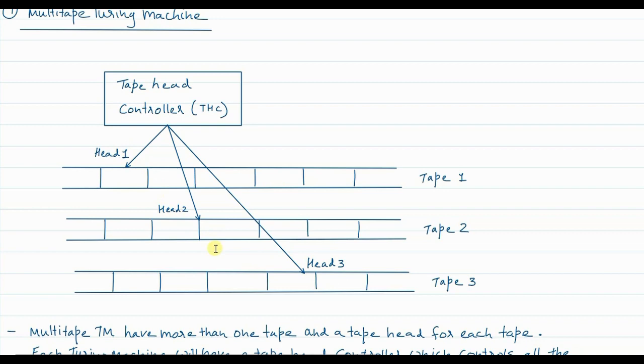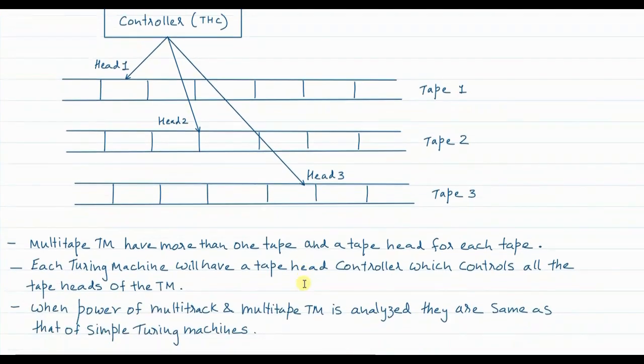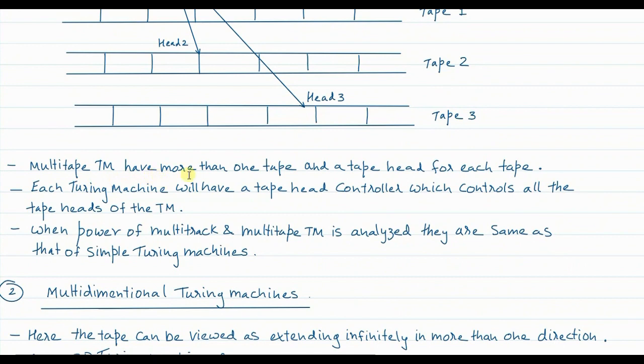Now, since in a particular problem the symbols will be fed on each of these tapes, there has to be a synchronization between these heads, because the algorithm will function based on the mutual computations that happen between different tapes. So a tape head controller is required. Again, this is not an electronic concept, it is theoretical. We assume that there is a central tape head controller which controls the coordination of all the heads. So a multi-tape Turing machine has more than one tape and a tape head for each tape, and a tape head controller which controls all the tape heads.